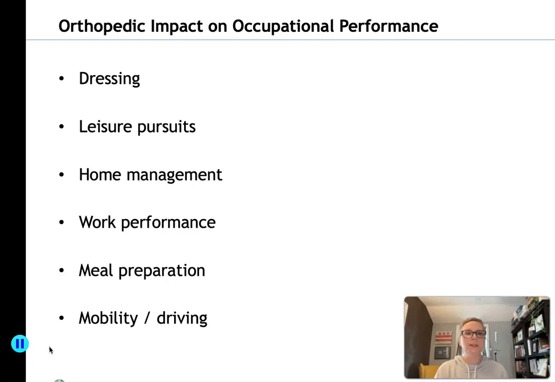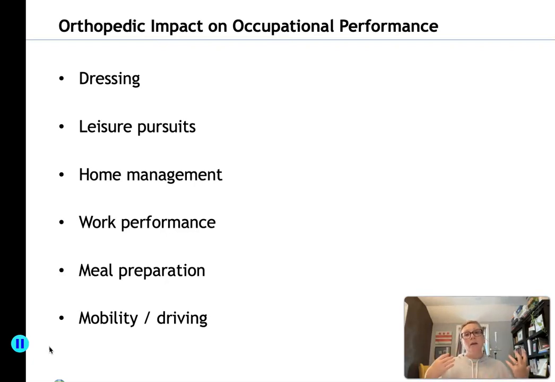How are they able to participate in home management? Carrying a basket of laundry up and down the stairs, or going to the laundromat, or folding laundry. How is all of that impacted by the orthopedic injury? Are they able to effectively engage in work?